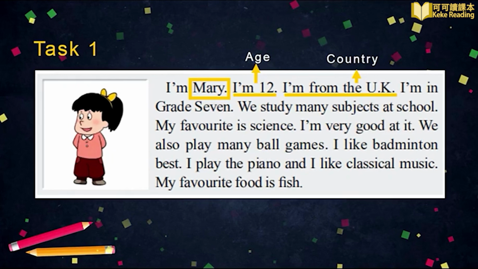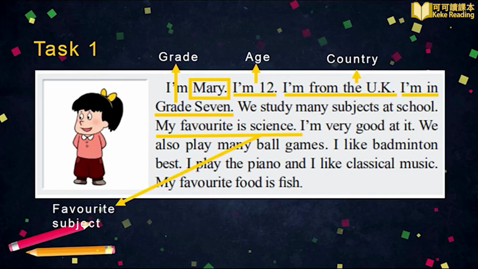我在7年级。Is the grade. We study many subjects at school. My favorite is science. 我最喜欢的科目是科学。This tells us Mary's favorite subject. 这句话告诉了我们 Mary 最喜欢的科目是什么。I'm very good at it.